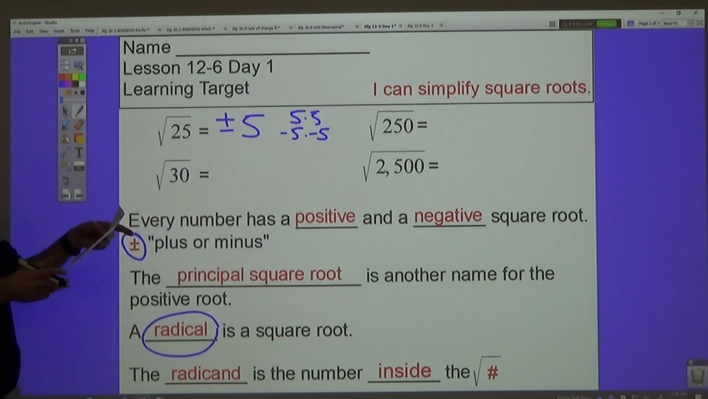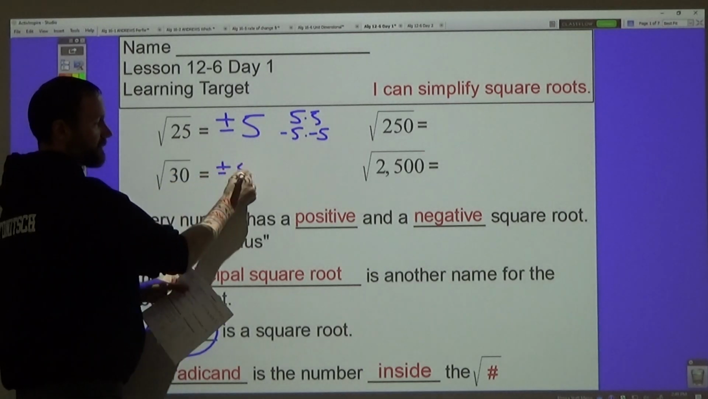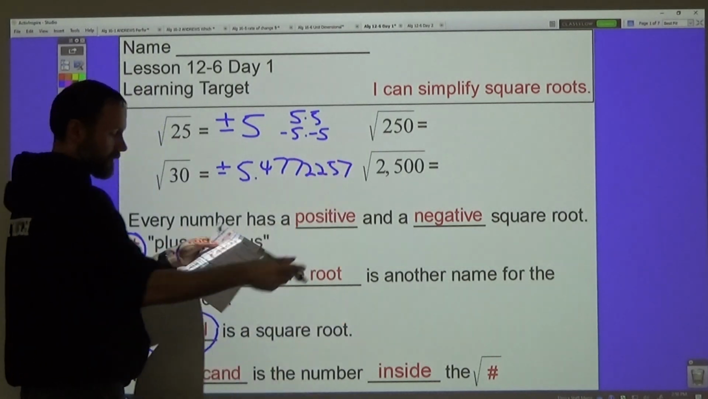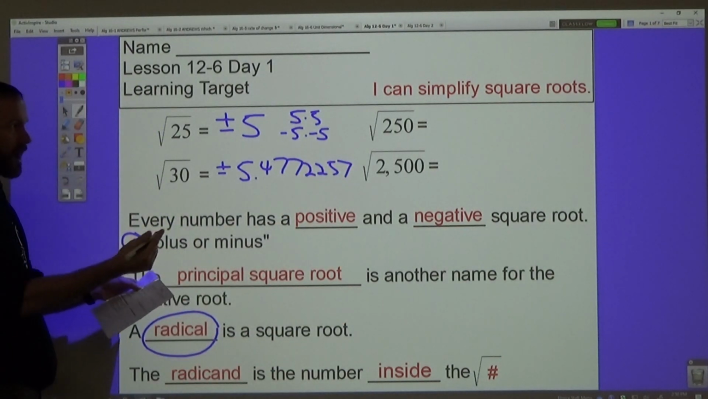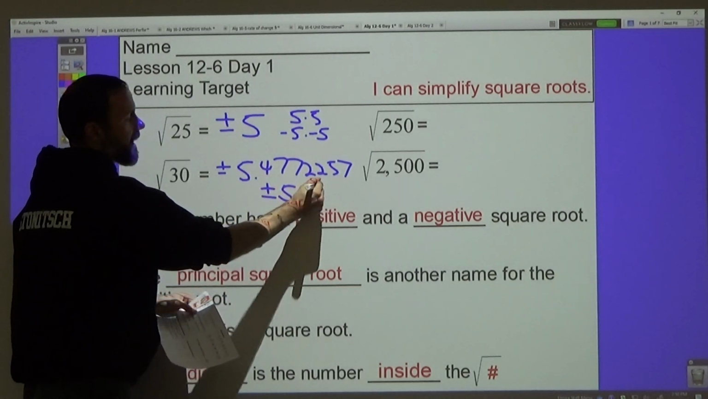If we type the square root of 30 into the calculator, you're going to get a big long decimal answer, 5.4772257, and so on. You're going to round it to the nearest tenth, so we would just say plus or minus 5.5.